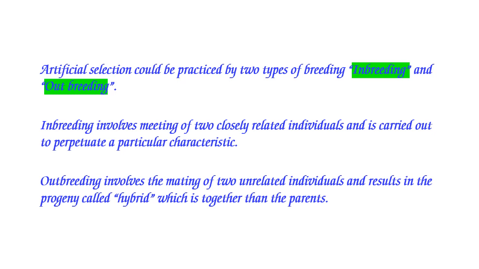This artificial selection could be practiced by two types of breeding methods: inbreeding and outbreeding. This concept we will discuss in the 9th chapter, Animal Husbandry. Inbreeding involves mating of two closely related individuals and is carried out to continue a particular characteristic. Outbreeding involves the mating of two unrelated individuals and results in the progeny called hybrid, which is better than the parents. So the hybrid has the characters of both the parents.